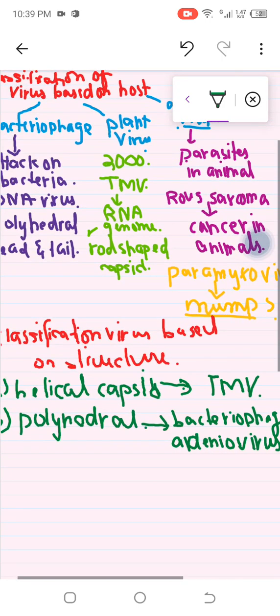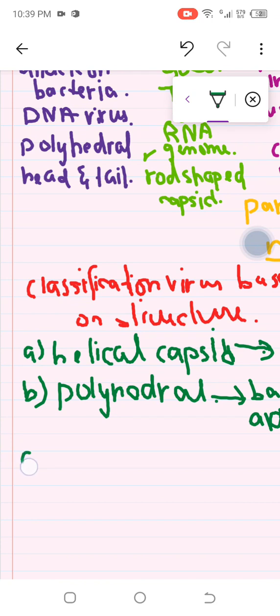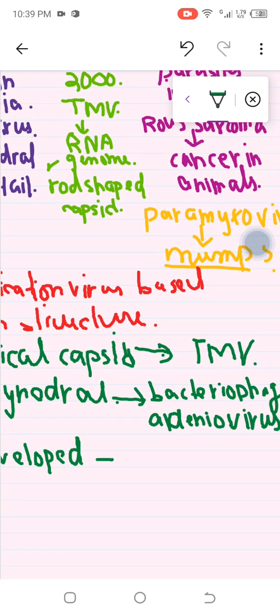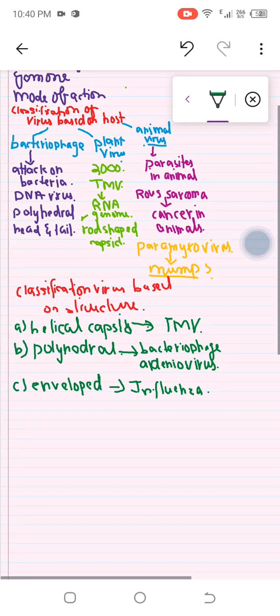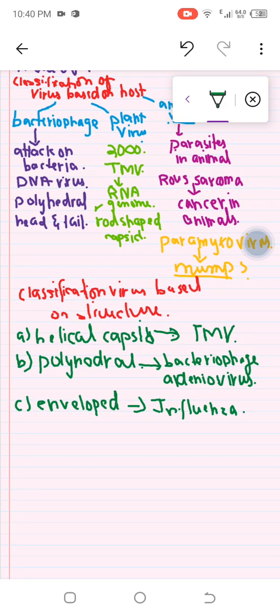Another structure is the enveloped virus. Number C, we have enveloped virus. This enveloped virus is present in influenza. Lastly we have complex virus. As I told you, the bacteriophage also contains a polyhedral structure, but it is very complex. So complex virus is present in the bacteriophage.